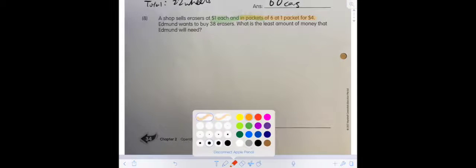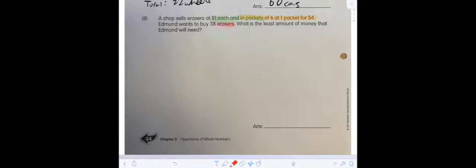Okay, in packets of 6. Alright, the information we have, he wants to buy 38 erasers. Now you notice here, it's quite a common thing you can find in maybe supermarkets or departmental stores where they try to sell more by making it cheaper if you buy more. Okay, so if you buy 6 for $4, of course if you're buying 6 you definitely want to pay $4 instead of $6, right?